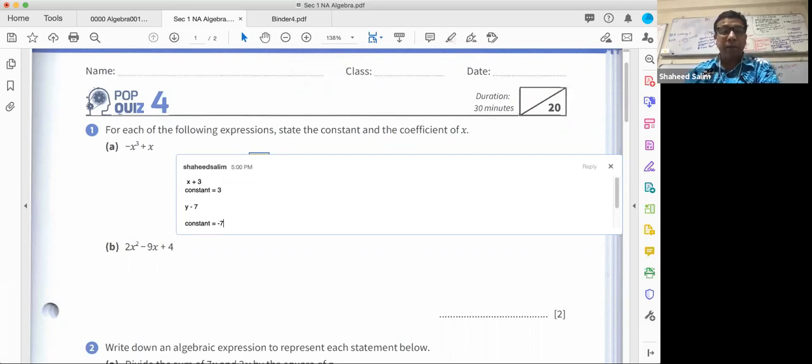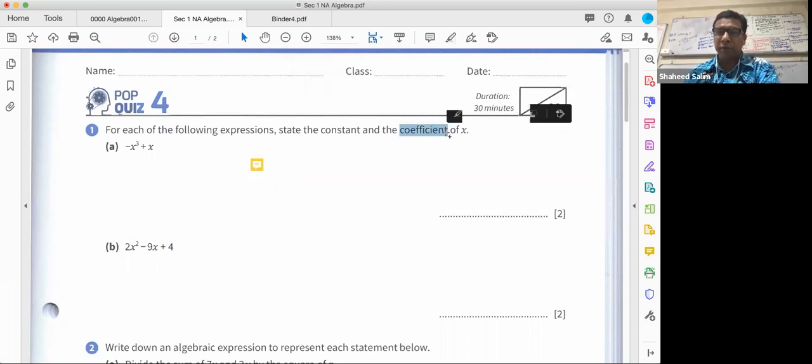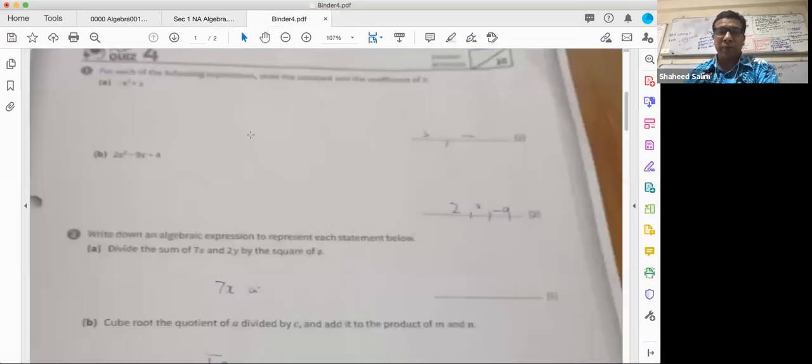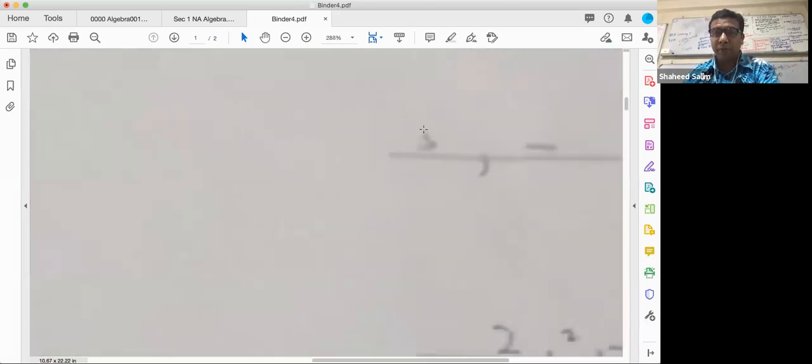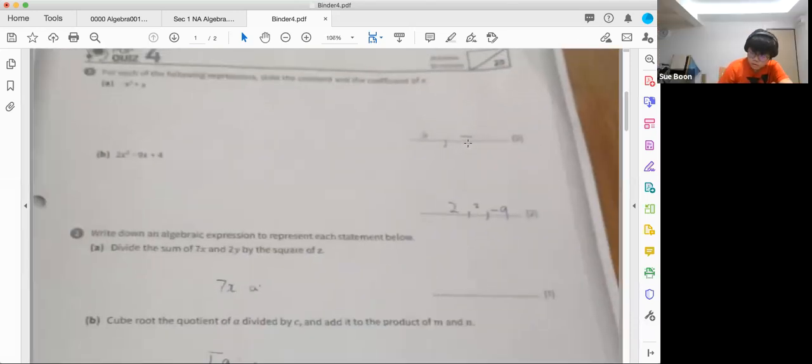Always the number. Now coefficient, you see this word coefficient. Coefficient means what is the value of this thing. Now they are not asking about here. This one now is negative x to the power 3. They're asking about x. So let us see, what did you write? This one is the coefficient. And number 3, you put down here what? 3, I think. 3 and blank.